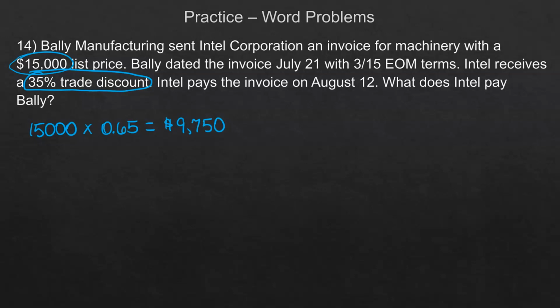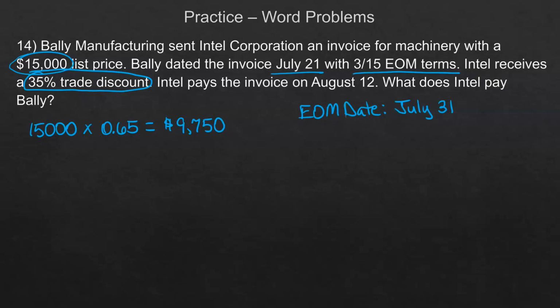Now, they said that the invoice date was July 21st and our terms are 3/15 EOM. So that means our EOM date is going to be at the end of the current month of July. So our EOM date is going to be July 31st, which basically just gave them an extra 10 days before they start having to calculate any of the discount or credit periods.